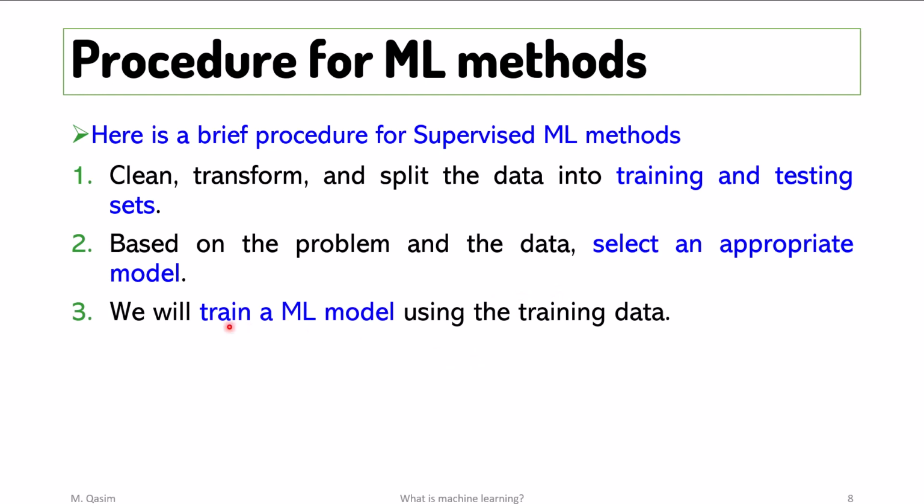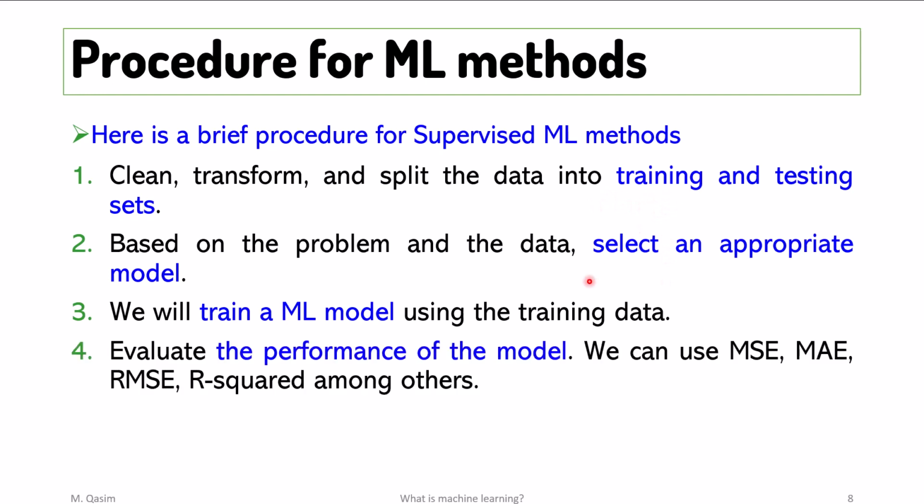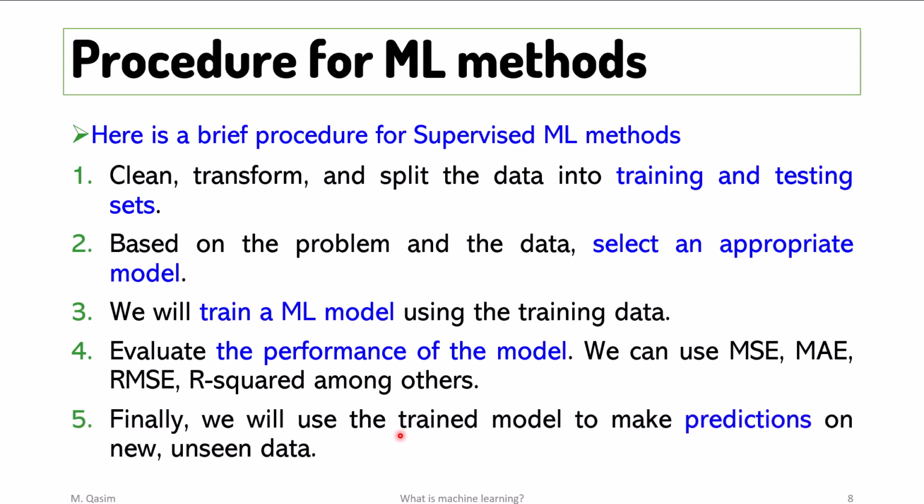The third step, we will train our machine learning models using the training data, which we can take from step number 1. Fourth step, evaluate the performance of the model. We can use performance measures like mean square error, mean absolute error, root mean square error, and R squared, among others. So we can use several performance measures, and based on those measures, we can check the performance of the model. And the final step, we will use the trained model to make predictions on new unseen data.